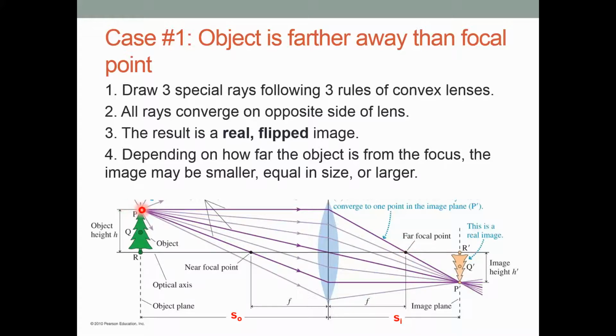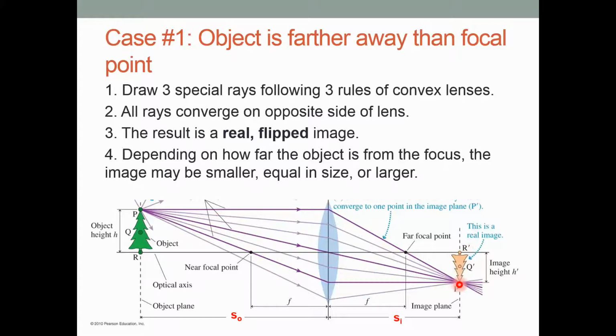We also have light that travels from the top of the object through the near focal point, and when it hits the lens, it will travel in a parallel line to the principal or optical axis. And finally, we have light that travels straight through the center of the lens, and that will just continue in a straight line. These three lines all converge at one point. We labeled it P here. This is where the top of our image will appear. So all rays will converge on the opposite side. The result is a real image because the light actually travels to the image.